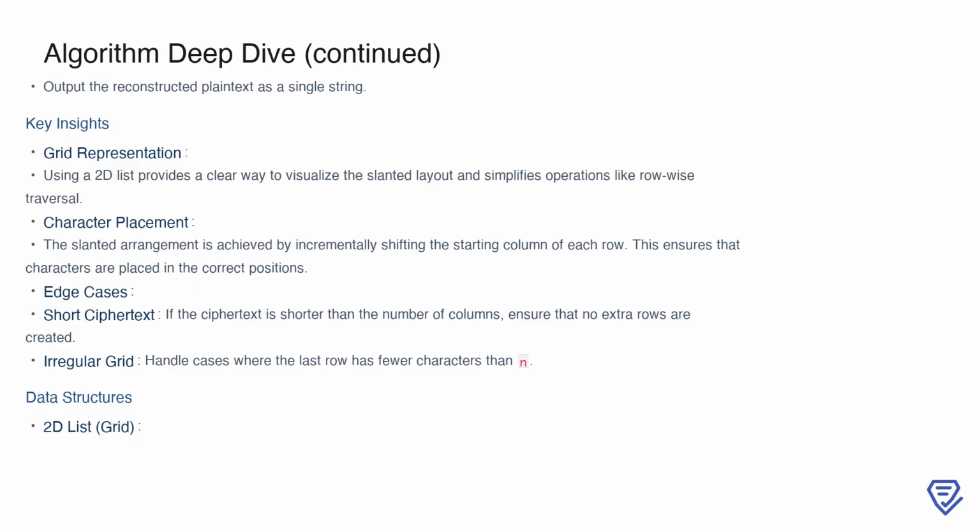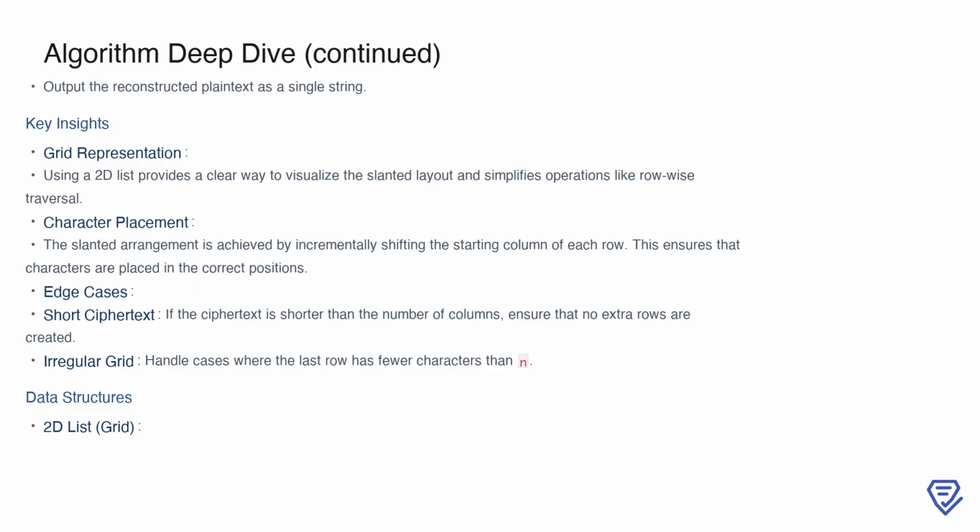Additionally, we must handle certain edge cases. For example, if the ciphertext is shorter than the number of columns, we need to ensure that no extra rows are created. Similarly, we must account for irregular grids where the last row may have fewer characters than the number of columns. These considerations ensure that our algorithm works correctly for all inputs.